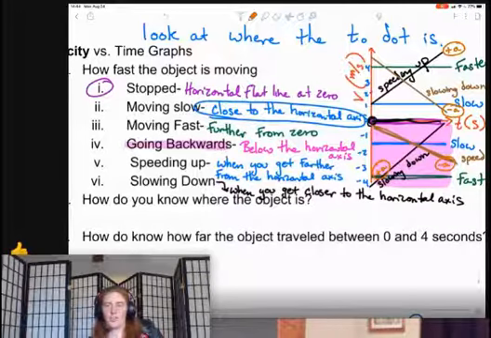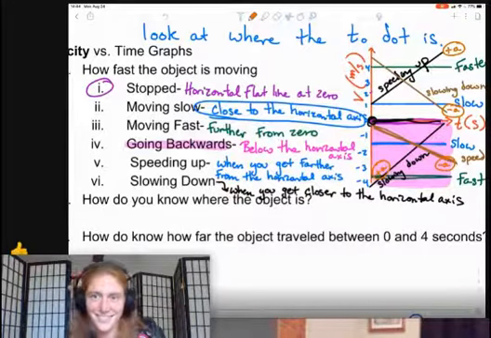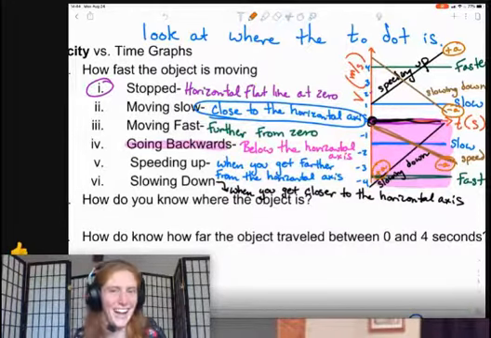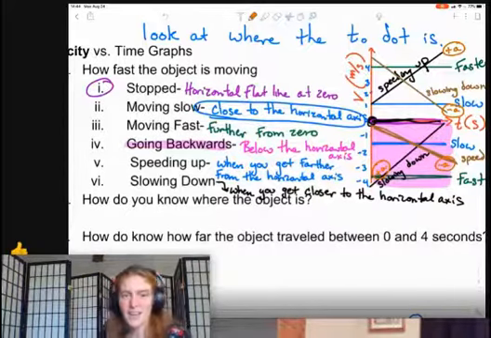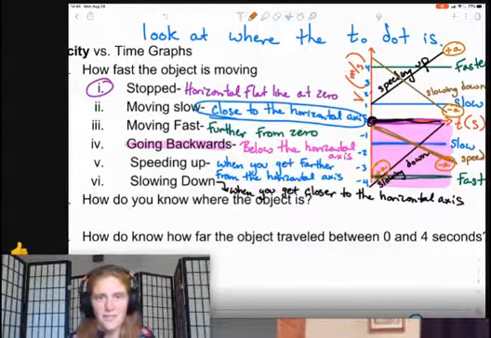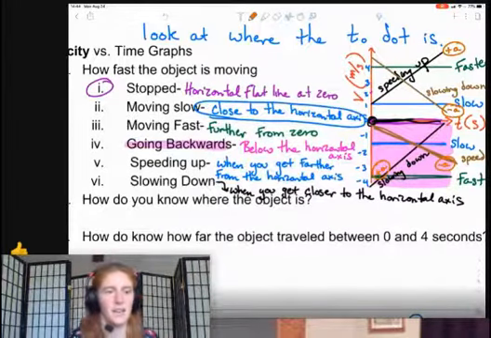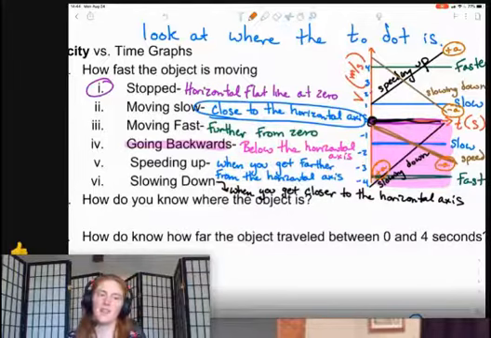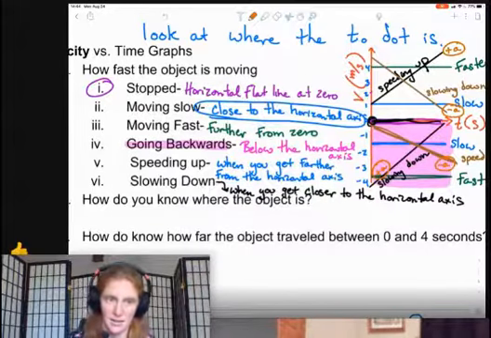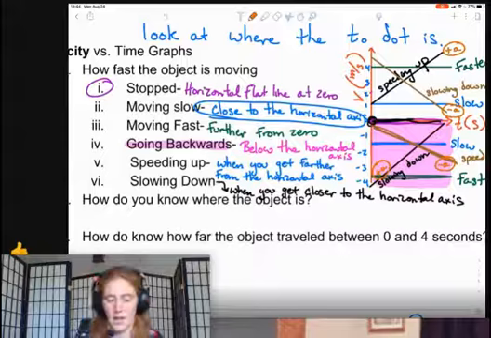Where did I start? Can you tell me? Just by knowing how fast I was going and how long I was driving, there is no way to know where I'm driving. Okay, so you cannot know where an object is from a velocity versus time graph.